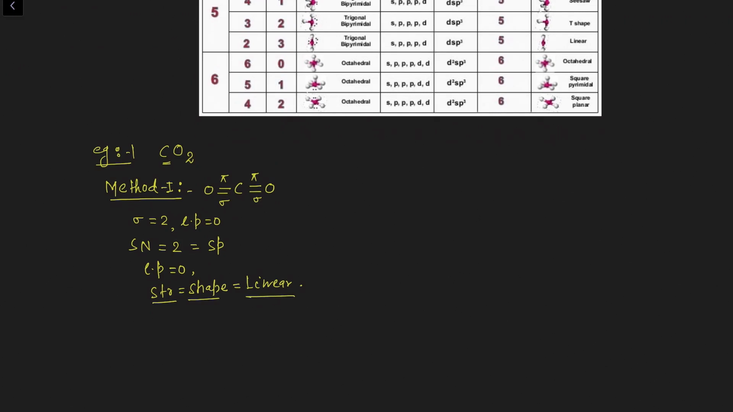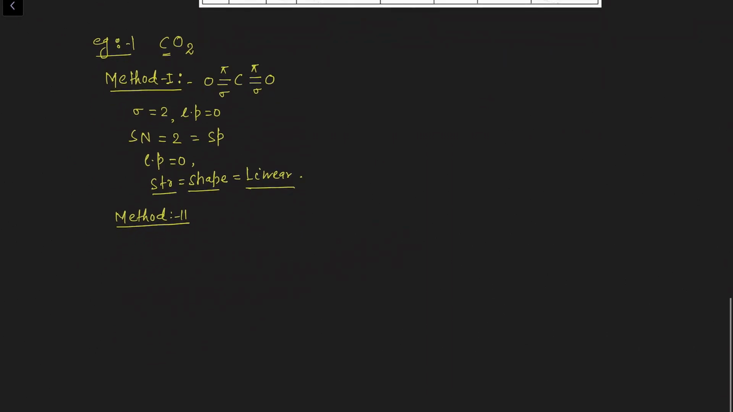Now for the same molecule, use method number 2. This carbon dioxide molecule is neutral. And for a neutral species, the formula for the steric number is half (V + G). Now check the number of monovalent atoms. In this carbon dioxide molecule, the number of monovalent atoms will be 0. Why? Because oxygen is divalent.